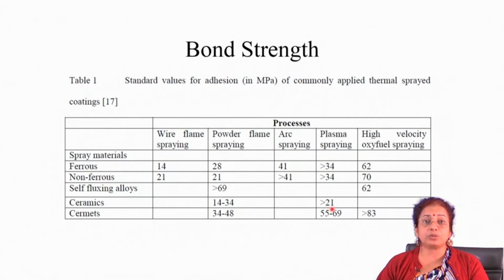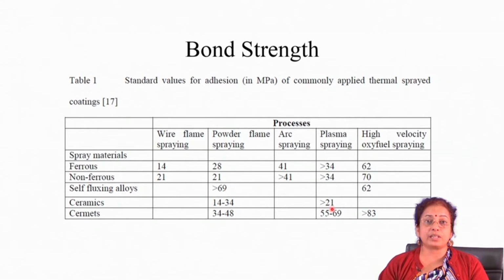Now, if you quickly go through the bond strength of this thermal spray deposited layer, you will find that bond strength obviously varies with the technique which you are using. For example, if you talk about ferrous material coating, by wire flame spraying you get around 14 MPa, plus powder flame spraying you get 28 MPa. On the other hand, if you use arc spraying you get 41 MPa, plasma spraying you get higher than 34 MPa, and high velocity oxyfuel coating you get 62 MPa.